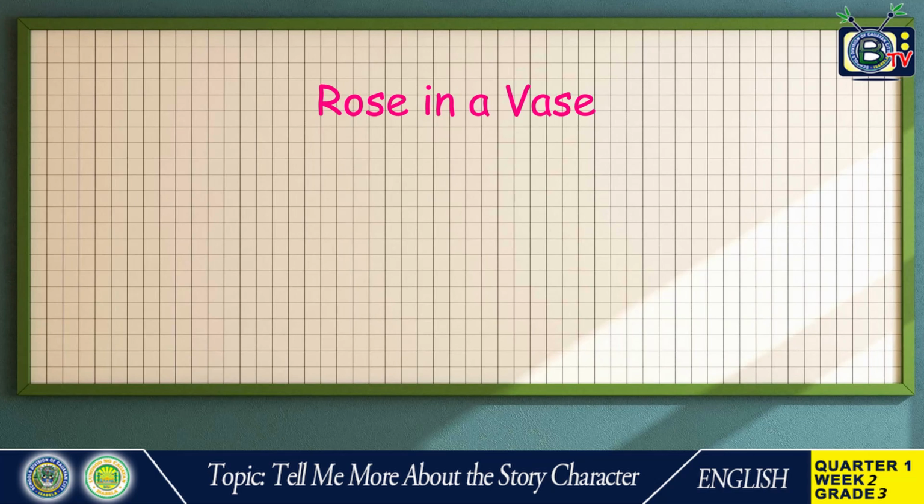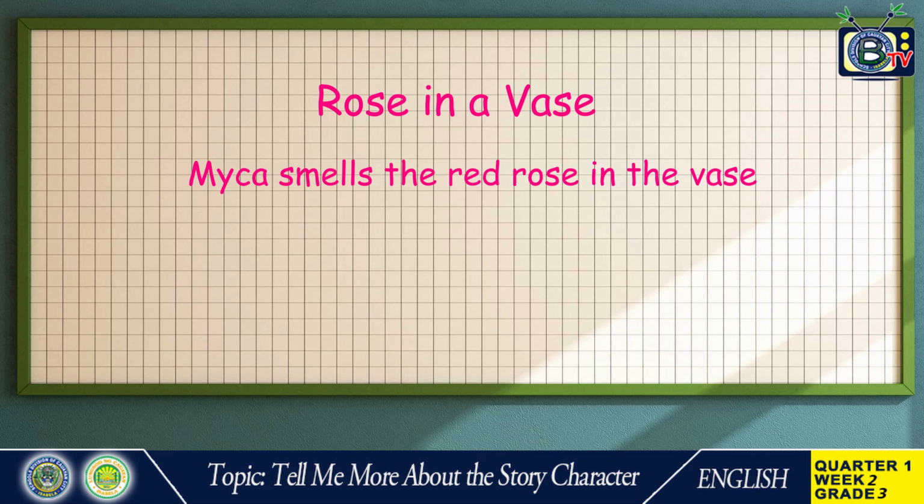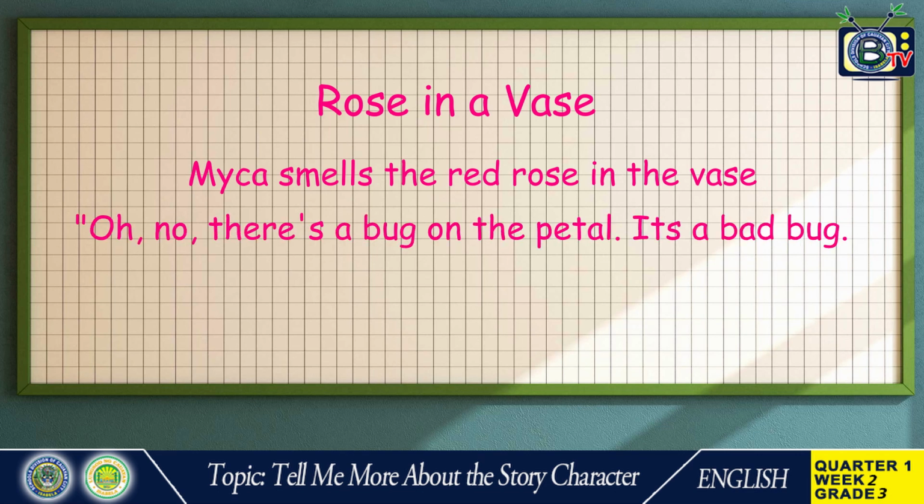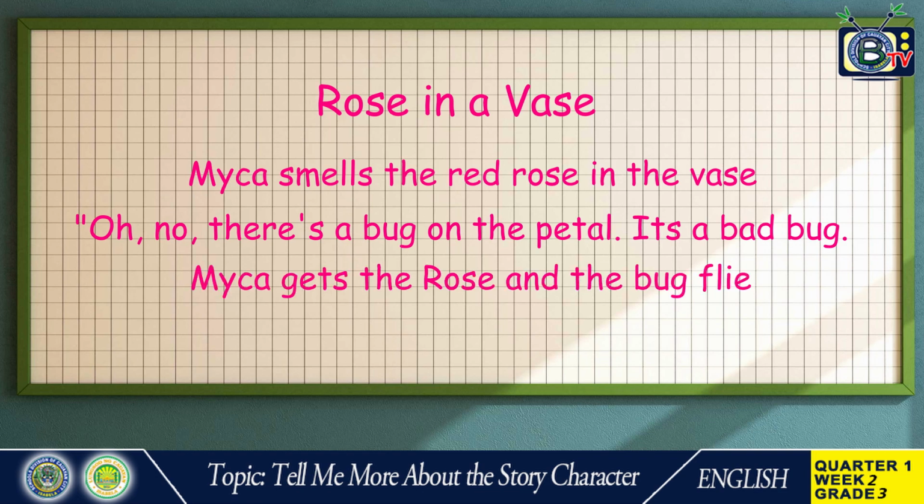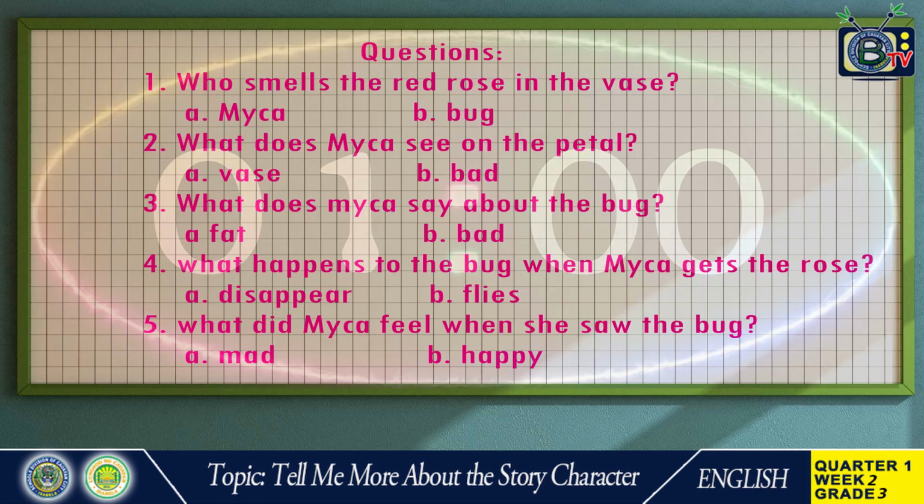Rose in a vase. Micah smells the red rose in the vase. Oh no! There's a bag on the petal. It's a bad bag. Micah gets the rose and the bag flies.